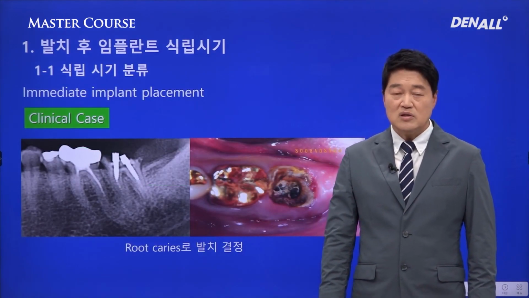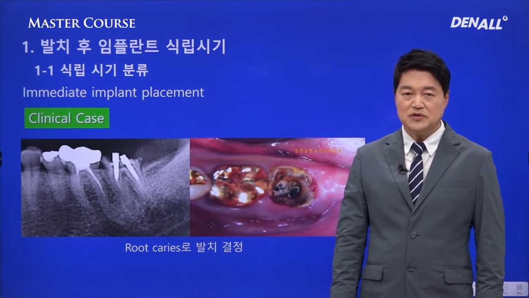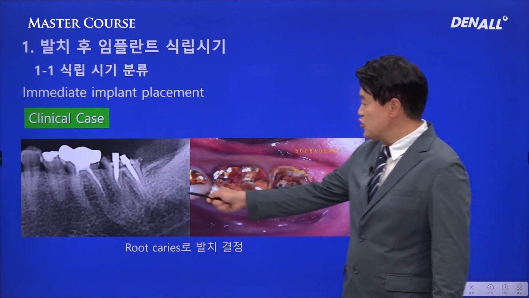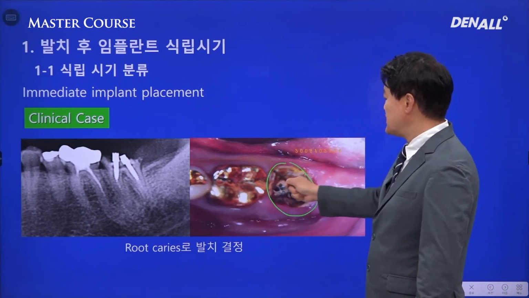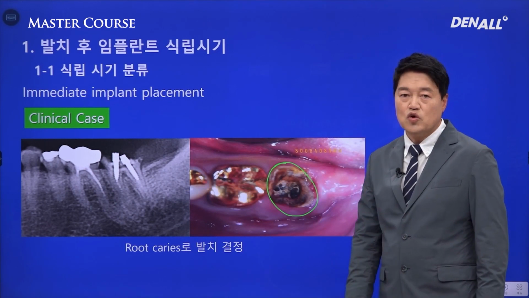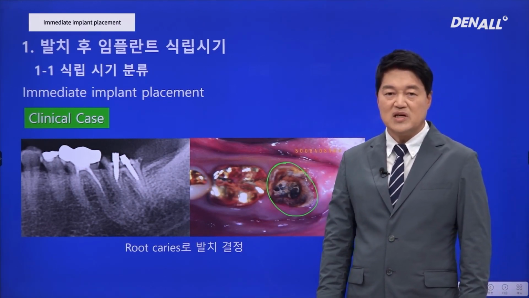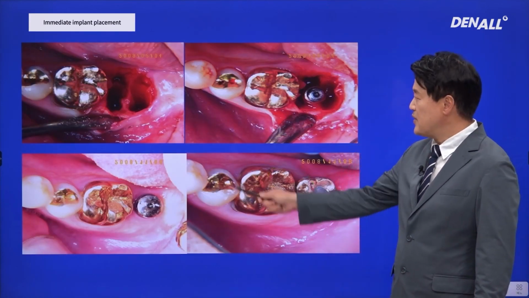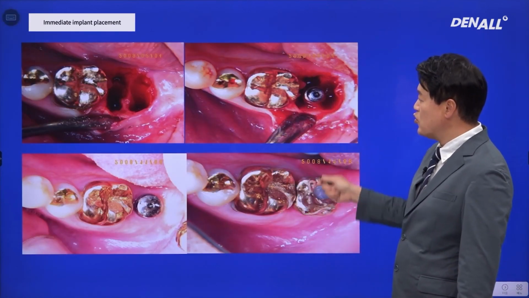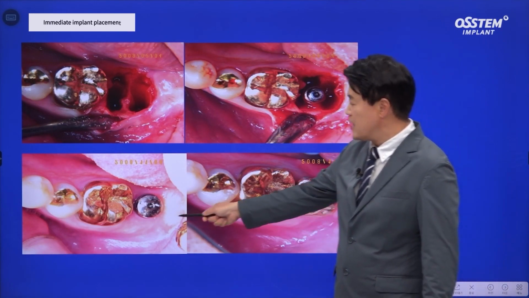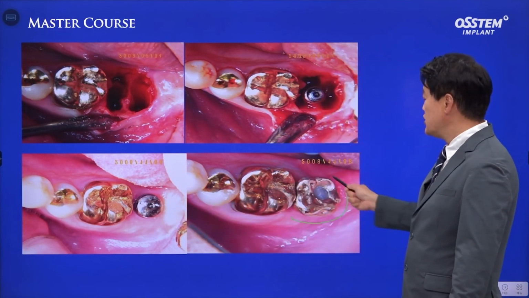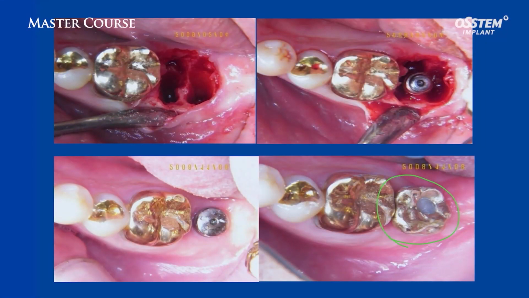If you look at an immediate implant placement case, this is root caries. Because of it, extraction was done. This is an immediate implant placement indication. After extraction, implant was placed and healing was done nicely and prosthesis was delivered. If possible, immediate implant placement can be done and provide clinically safe long-term results.